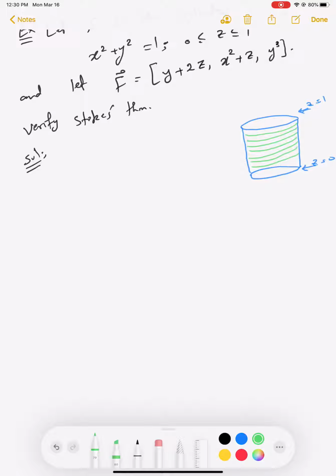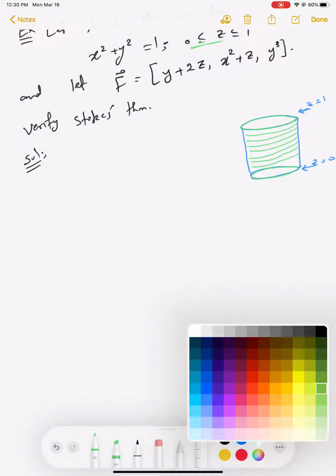And what is the meaning of this equality, by the way? Z is bigger than or equal to 0. That means this is included, but not the disk. So this is an open disk. So the top and the bottom are not included in my surface in this example.